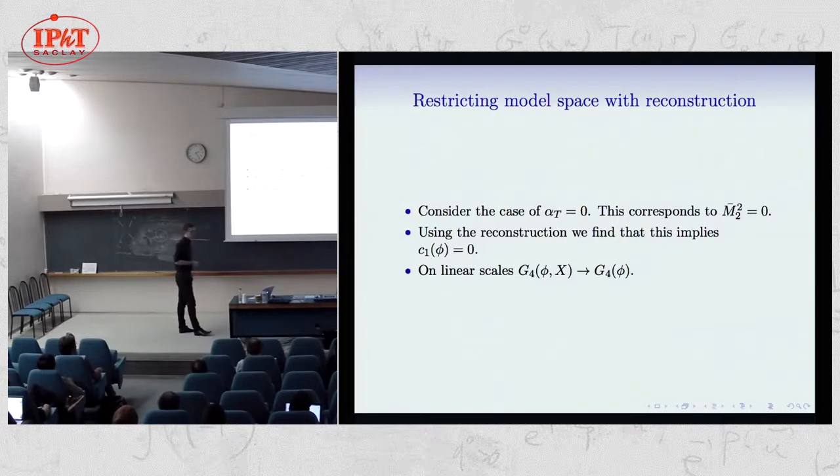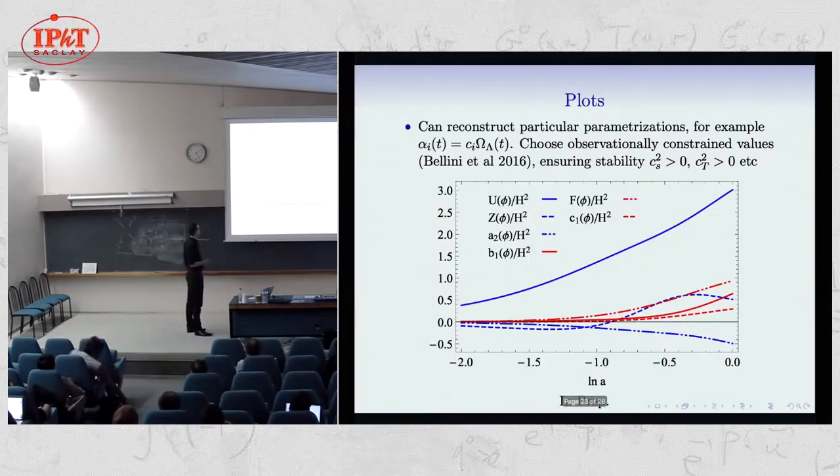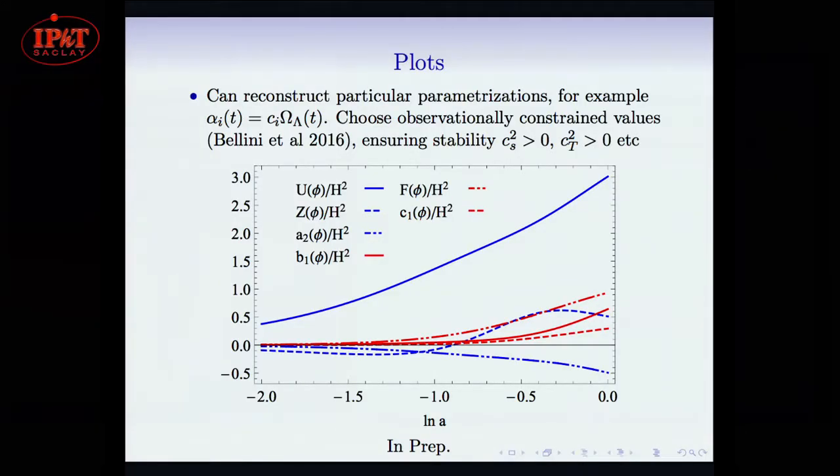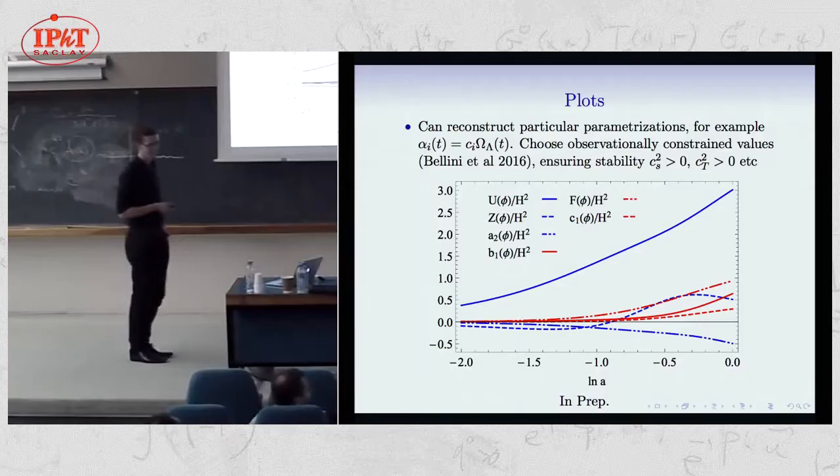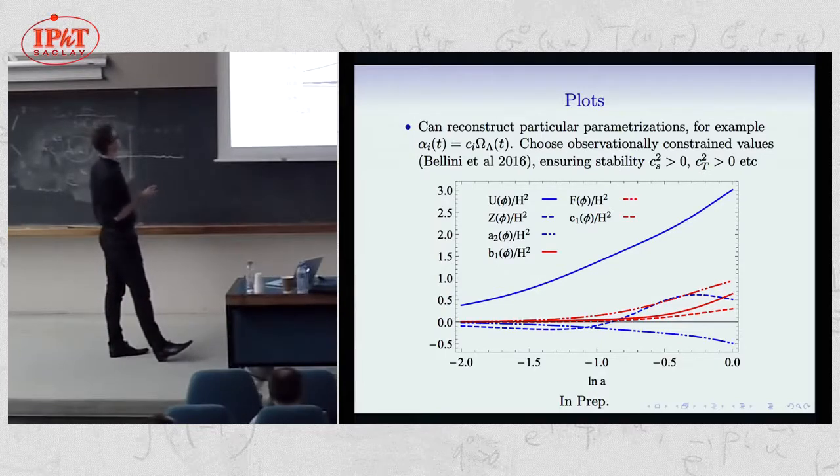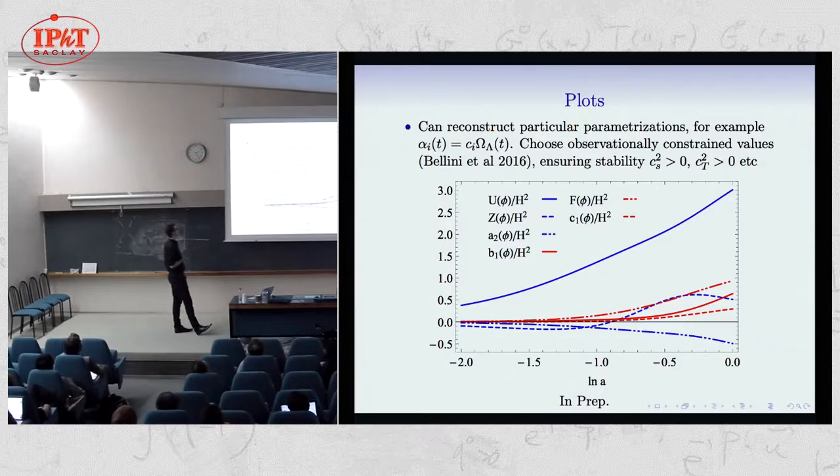Okay. I'm more or less going to finish up now. This next slide is very, very preliminary, from last Friday afternoon, but this is a proof of principle, so maybe don't take this too seriously. But essentially, what you can do is pick a parameterization, say alpha IPT. This is from Bellini last year, and from that paper you can take observational constraints. You can pick values within those observational constraints that are also stable. So believe me that I've checked this: cs squared and ct squared are both positive, and the alpha parameter as well. Plug this particular parameterization into the reconstruction, and you find a particular functional form of the potential.